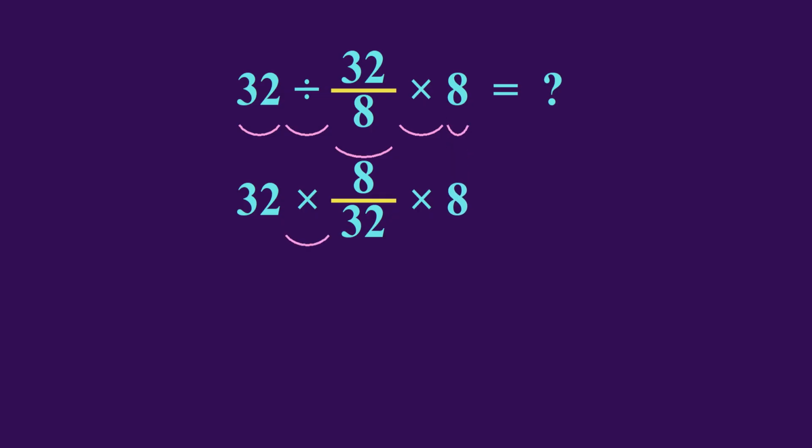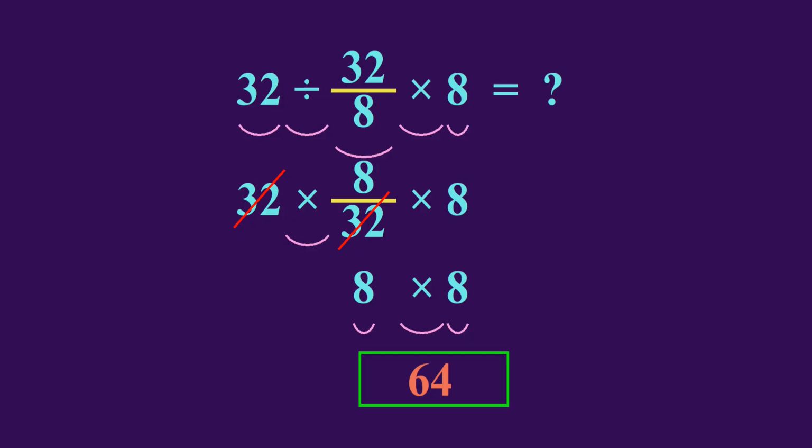First we do this multiplication. We can easily cancel this 32 and this 32, which gives 8. And here again we have times 8. So here we have this 8 times 8, which equals 64. And this is our final answer to this problem.